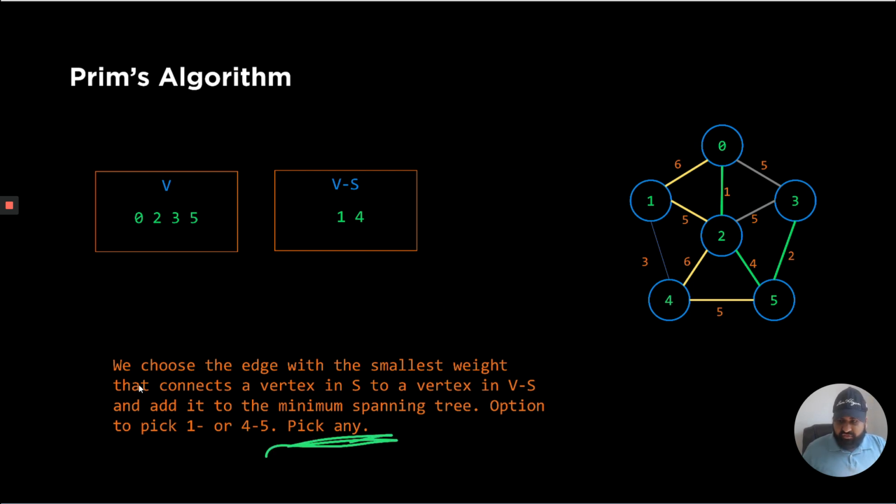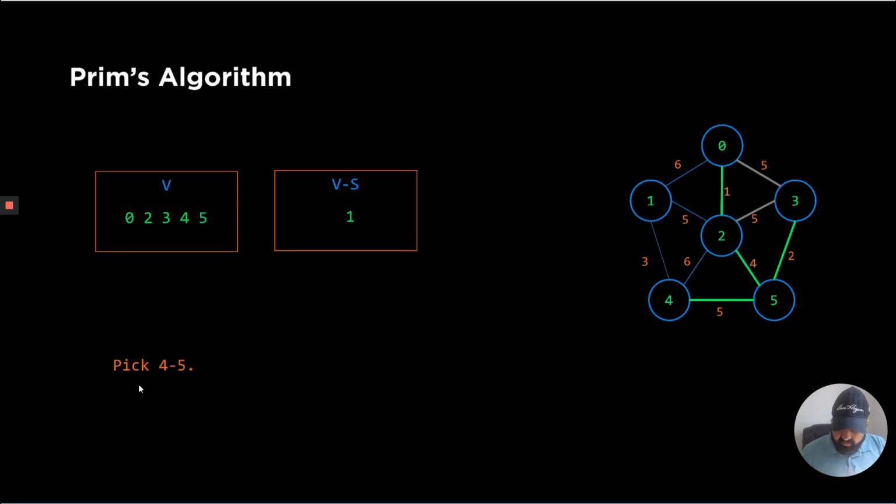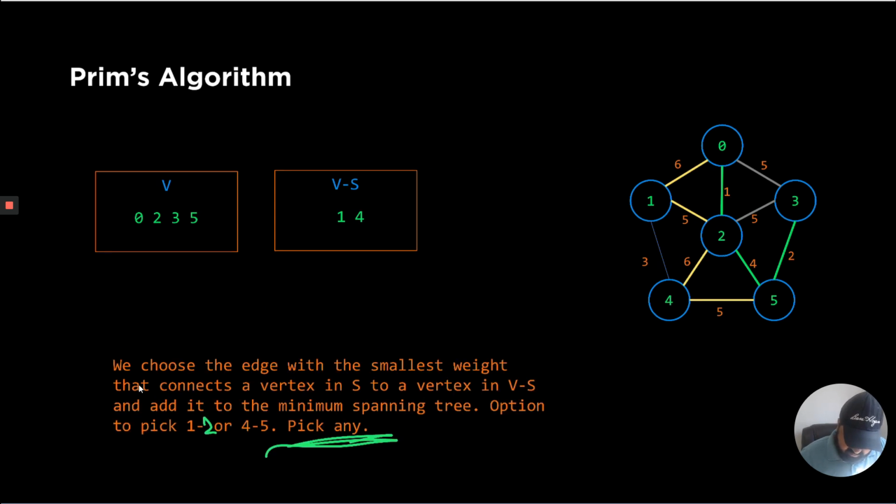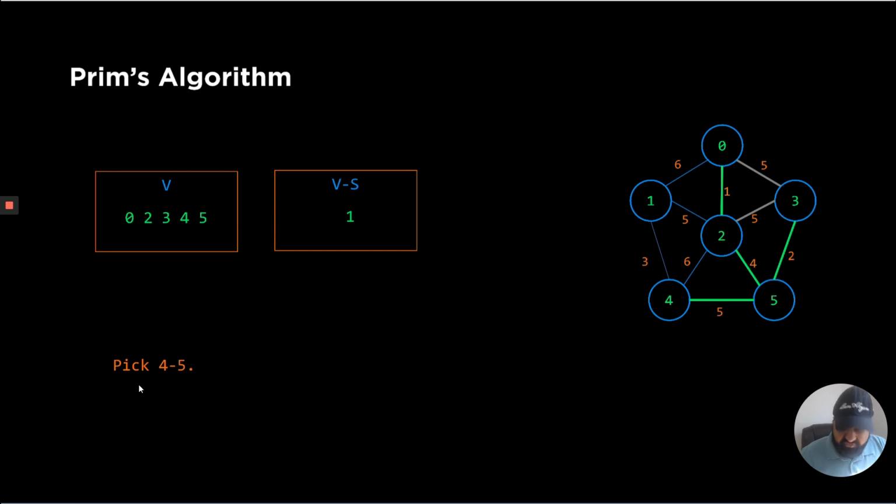So let's say arbitrarily we pick 4, 5 instead of 1, 2. This should be 1 and 2. So if we pick 4, 5, now we are going to move the 4 from this set to here, and we'll have just one that is available in V minus S. So next, our cut will look something like this, which is 1 is on this side and everything else there.